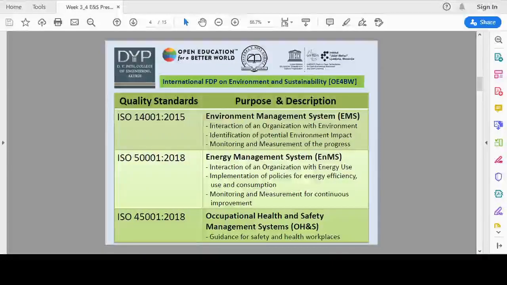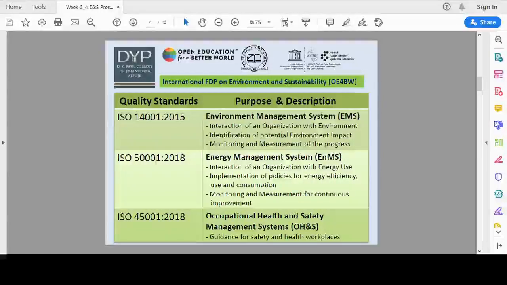ISO 50001-2018 is for energy management system. It measures how an organization uses its renewable and non-renewable energy. It helps the organization to implement various policies for energy efficiency, use and consumption. This data is continuously monitored and measured, and helps in continuous improvement for the organization.